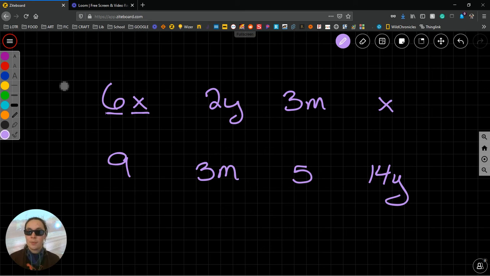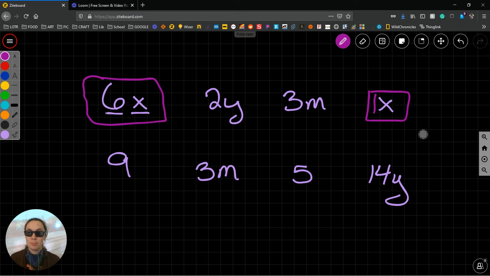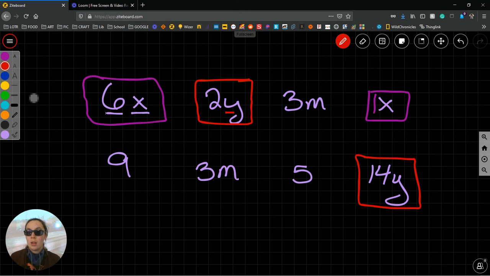variable. So let's look. In purple, I'm going to circle or square box 6x. Now, which of these other terms has the same variable? Well, it's the x. X, or 1x if you prefer. Okay, let's look at this one. 2y, I'll circle that one in red. 2y has the same variable as 14y. So these are like terms. Looking at the 3m, well, 3m is the same as, yes, you guessed it, 3m. They are like terms. They have the same variable. They have the same coefficient too, but that doesn't matter.